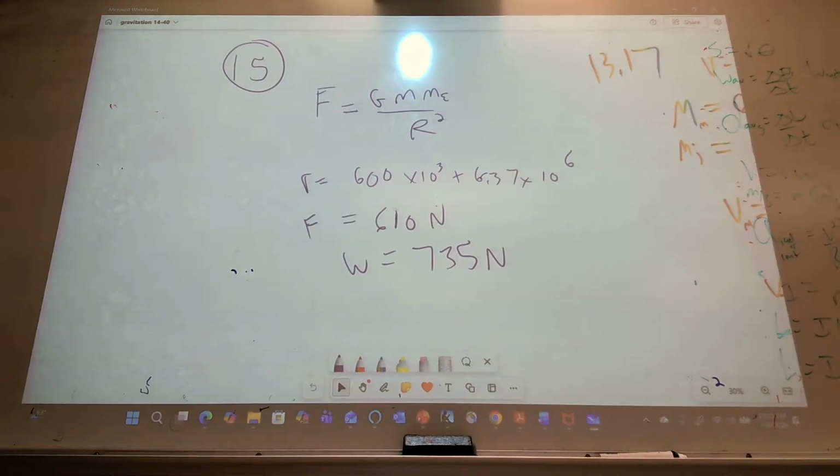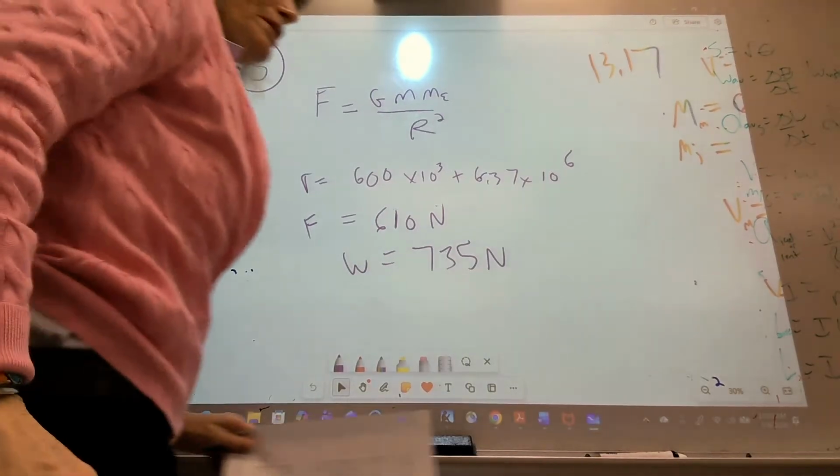Okay, so we went through the equation for escape speed. You have it in your notes. You use the appendix to get those values to plug in to get the escape speed of planets.